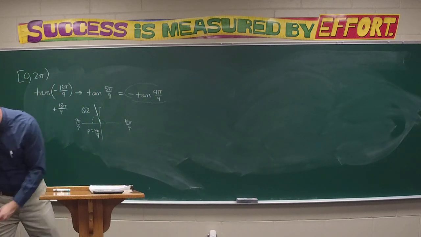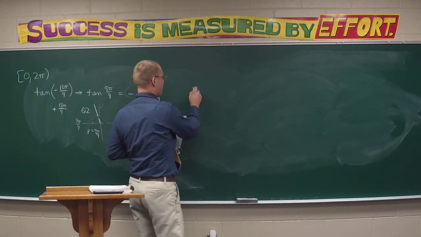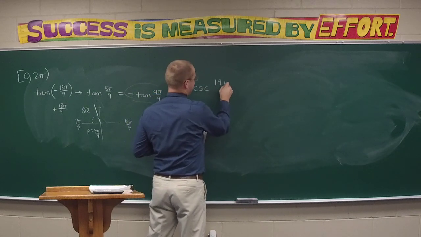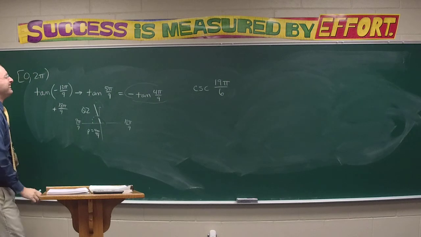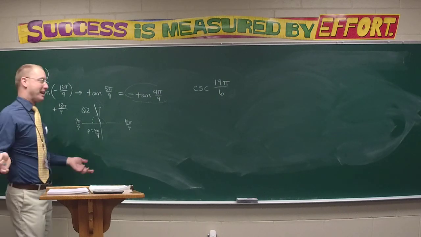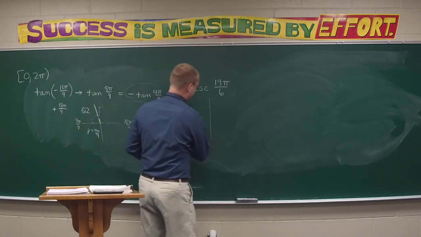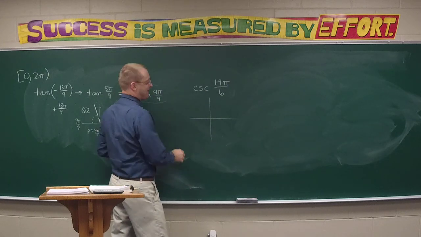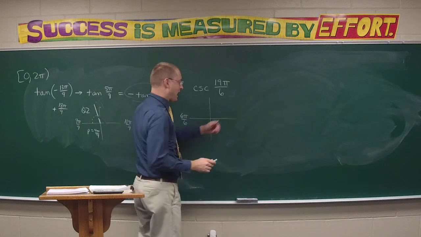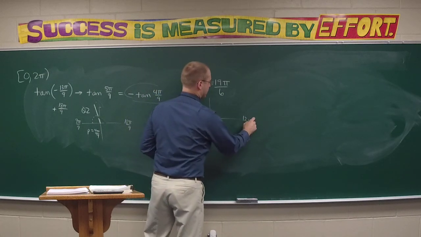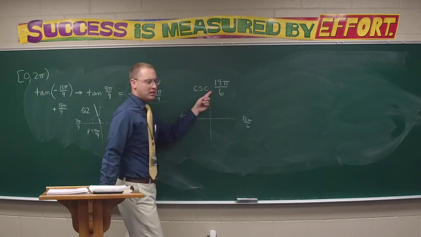All right, write this down. The cosecant of 19 pi over 6. Again, the angle's got to be between 0 and 2 pi, right? So we draw our little sketch, and of course pi would be 6 pi over 6, and 2 pi would be 12 pi over 6. Wait a second. This isn't between 0 and 2 pi.